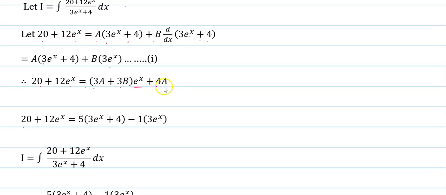That is a constant. 4a is equal to 20. Therefore, this can be written as 20 plus 12 e raised to x is equal to 5 in bracket 3 e raised to x plus 4. Now here we first find the values of a and b. 4a is a constant, it is not the coefficient of anything. 4a is equal to 20, therefore a is equal to 5, and hence it is written as 5 times 3 e raised to x plus 4. Next we will find the value of b.